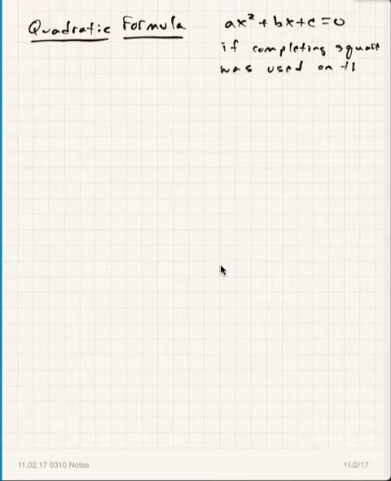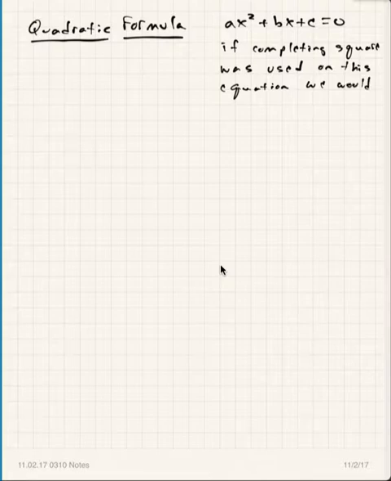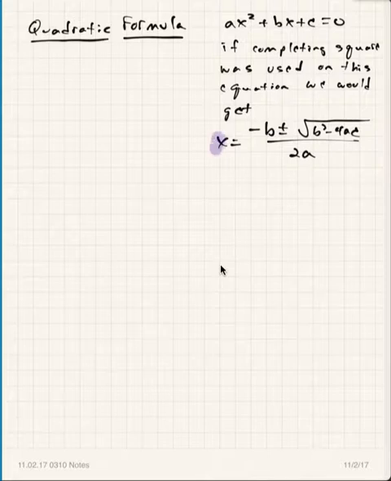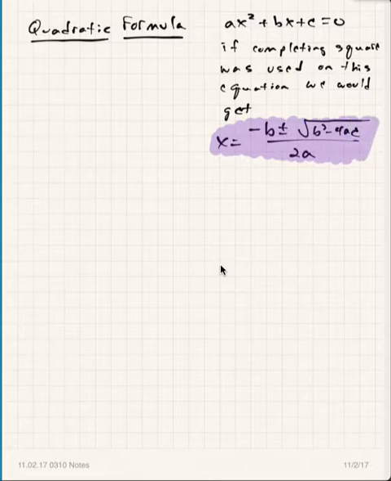If completing the square was used on this equation, we would get this solution. x equals the opposite of b plus or minus the square root of b squared minus 4ac all over 2a. And so what we're saying when we write that down is that every quadratic equation, if you can figure out the a, b, and c values, they all have solutions that look like that one right there.